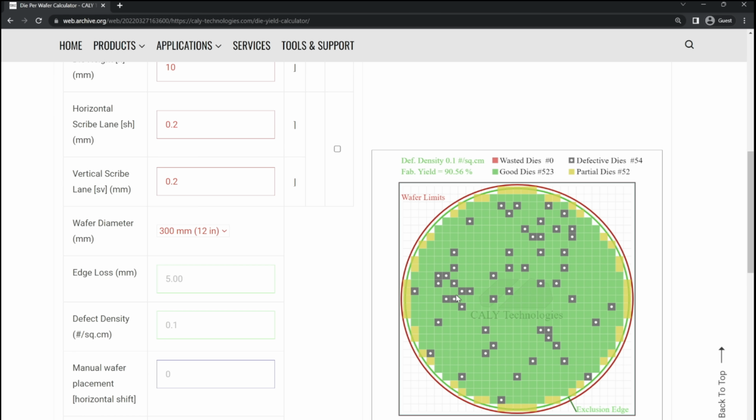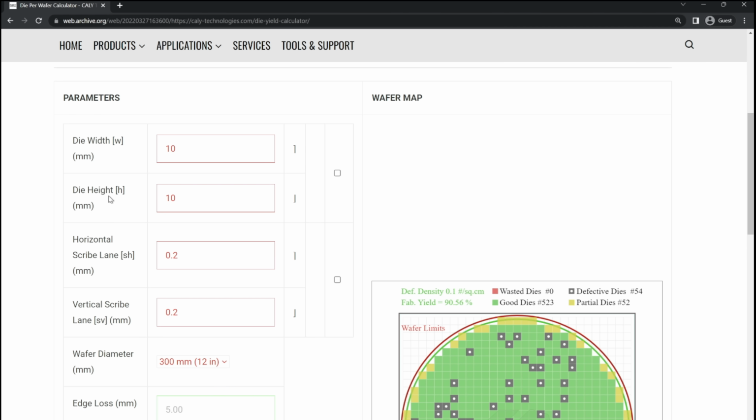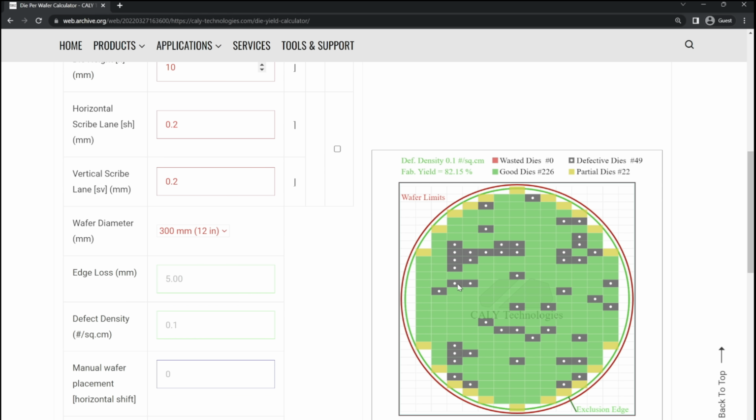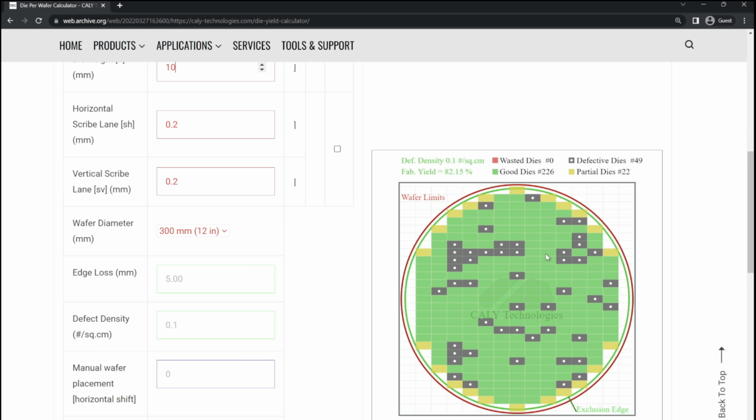So what are some of the numbers here? Well, let's go back to the left, and we have simple die width and die height. If I make this 20 millimeters, for example, and click off, this picture here will adjust appropriately as and when the numbers change. As you can see, I just doubled the width, and we now have rectangular-shaped silicon dies, and the yield has gone down from 90% to 82%. That's simply a function of the fact that smaller dies tend to have higher yields.